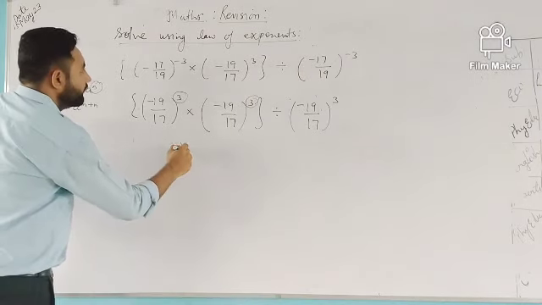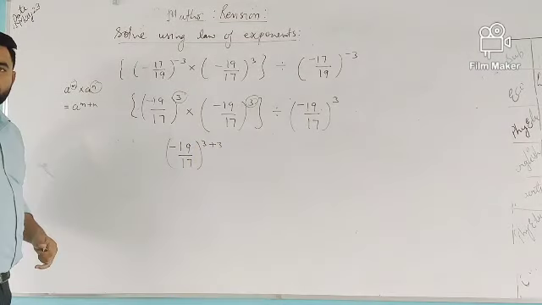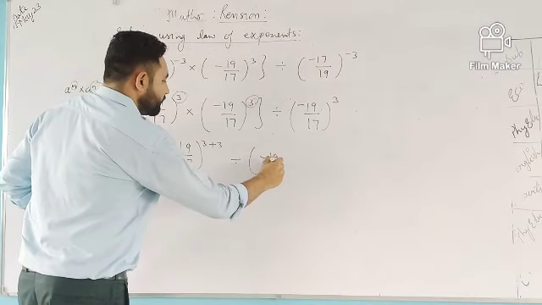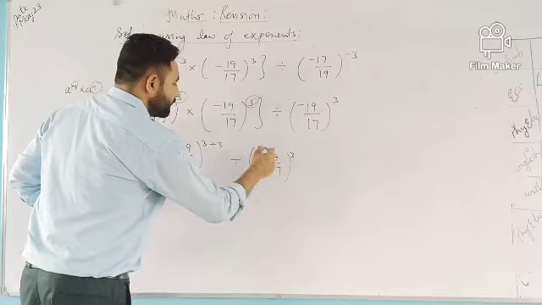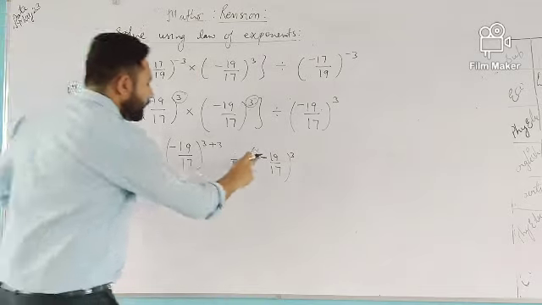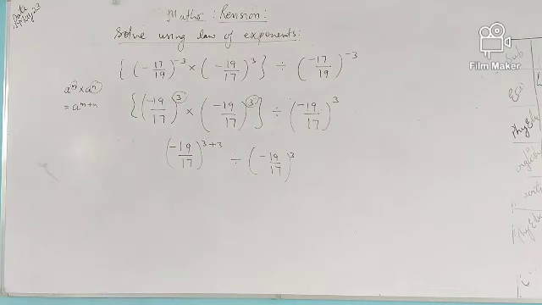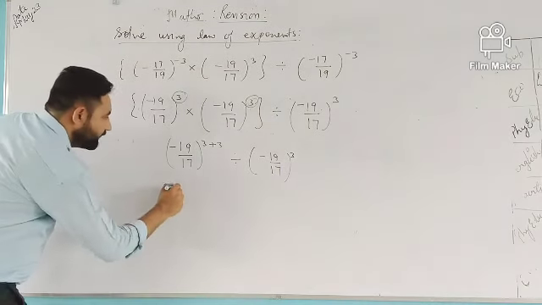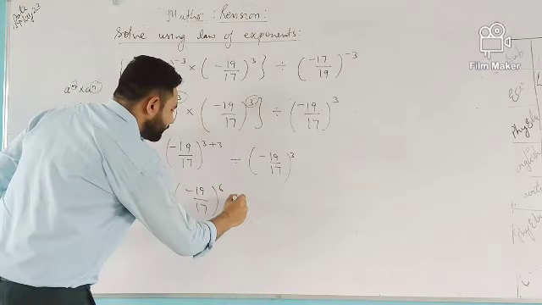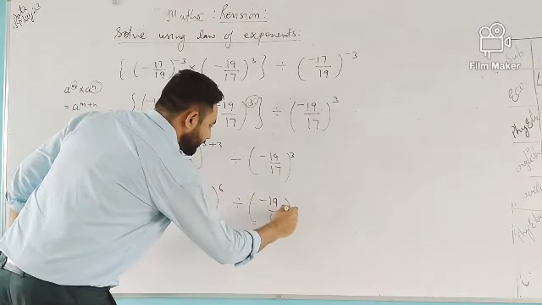So it will be minus 19 by 17 to the power 3 plus 3, divided by, in brackets, minus 19 by 17 to the power 3. Now we'll use the quotient law of exponents. Now minus 19 by 17 stays, and the power 3 plus 3 becomes 6: minus 19 by 17 to the power 6 divided by minus 19 by 17 to the power 3.